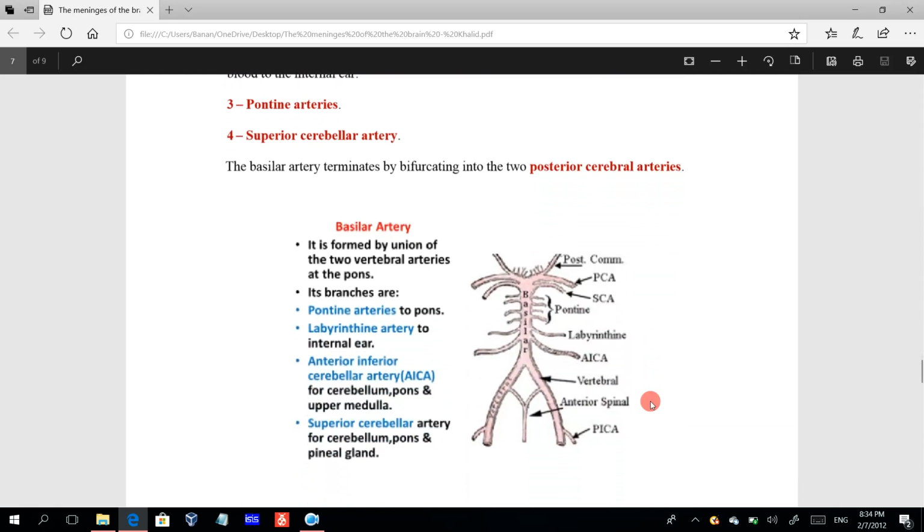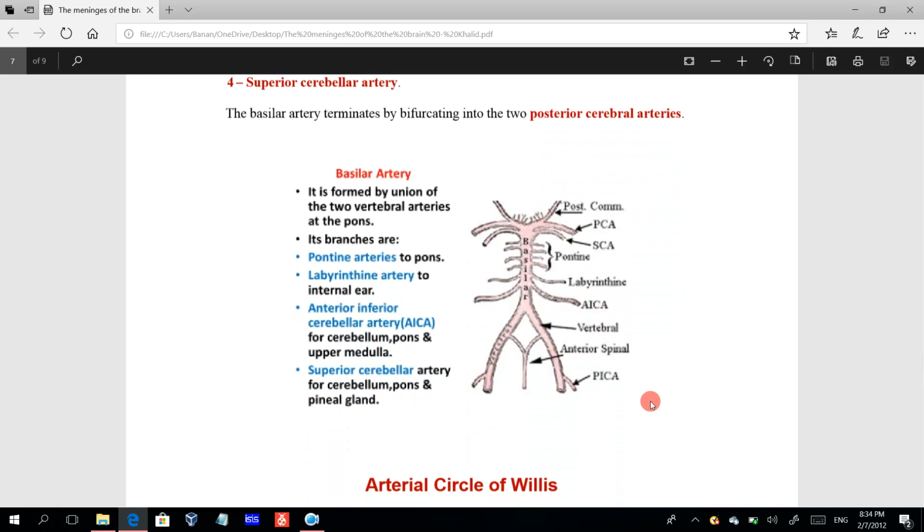This simple picture shows the main arterial supply of the brain and its branches. This is the right vertebral artery, and this is the left vertebral artery. Both of them arise in the neck, ascend through the foramina in the transverse processes starting from the sixth cervical vertebra, and enter the foramen magnum. Here is the foramen magnum, and they give many branches.